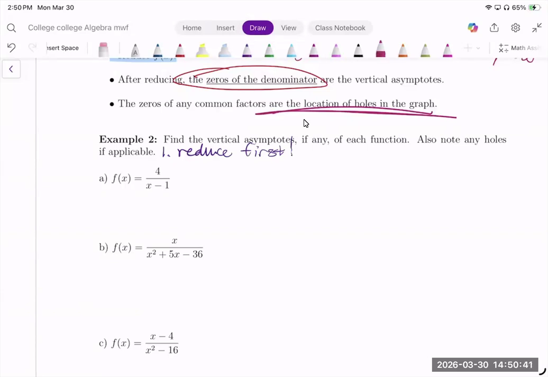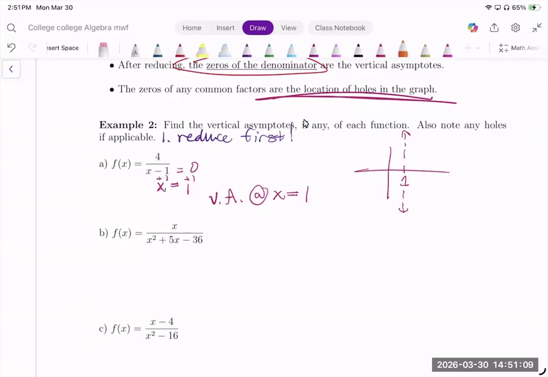All right, for example 1, nothing to reduce, so just set the denominator to 0 and solve. Add 1 to both sides, so x equals 1. So we have a vertical asymptote at x equals 1. Pictorially, here's 1. We usually draw it with dashed lines to represent this invisible wall that we have.